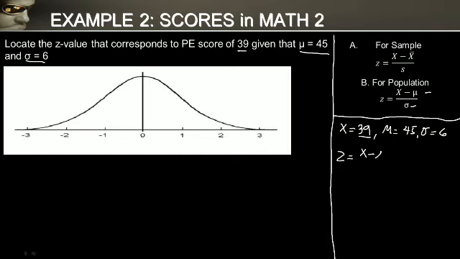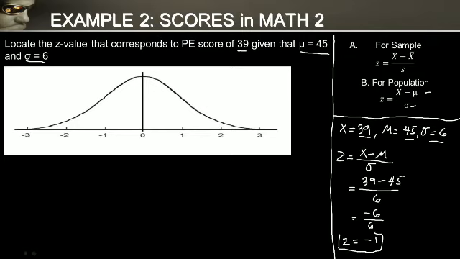So, x minus mean all over the standard deviation. Now, the value of your x is 39. Then, subtract it by the value of your mean, that is 45. And then, all over the value of your SD or standard deviation of 6. Now, let us subtract 39 to 45. What is your value? That is negative 6. Very good. So, this is negative 6 over 6. Now, the value of your z, negative 6 divided by 6, is negative 1.